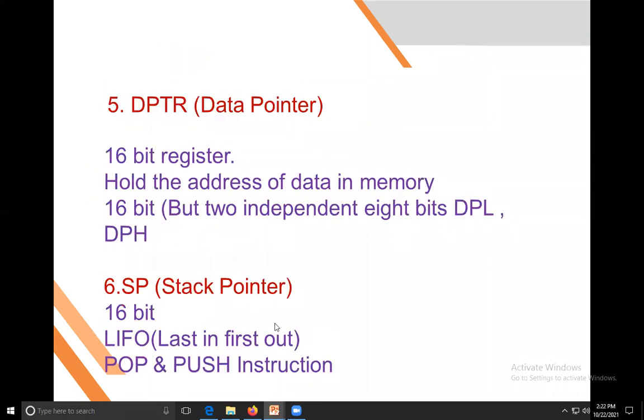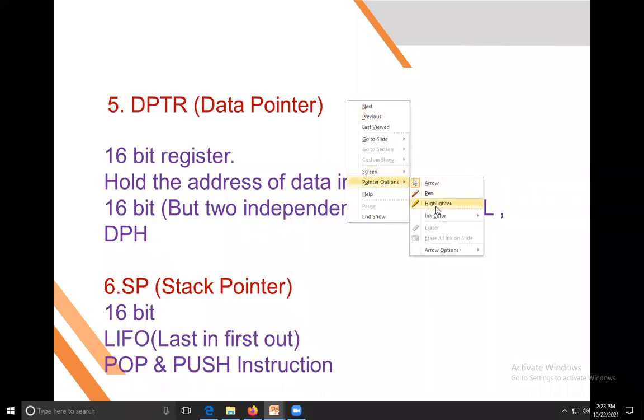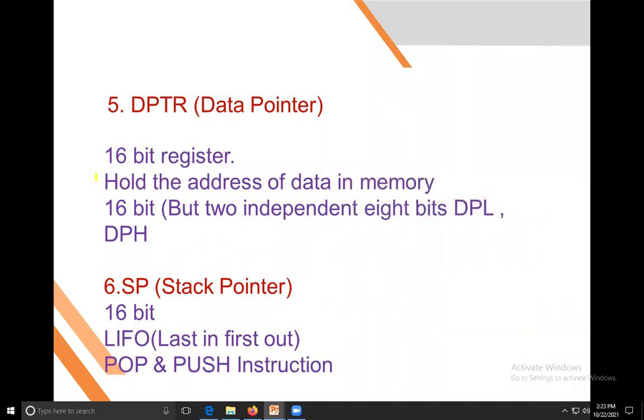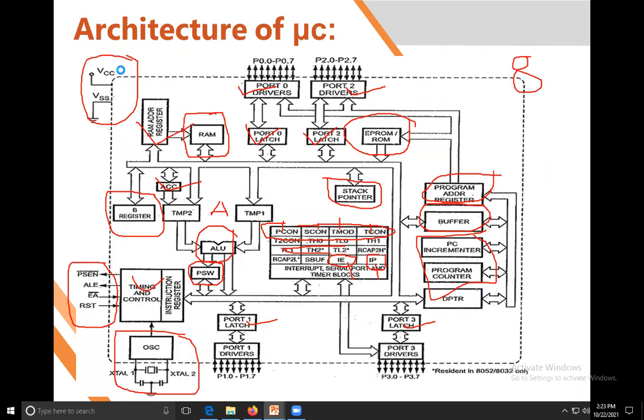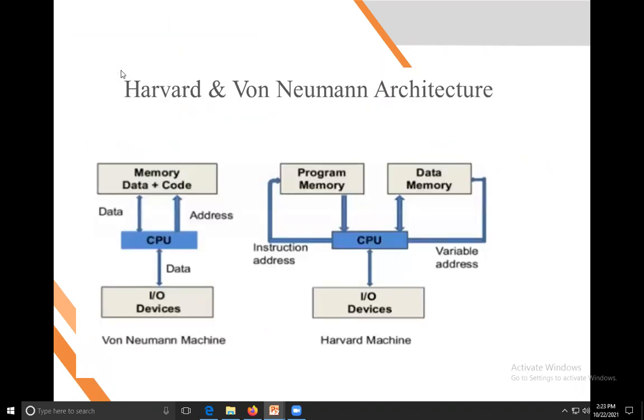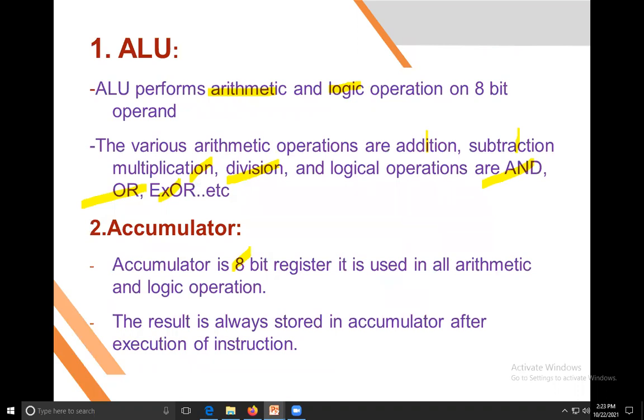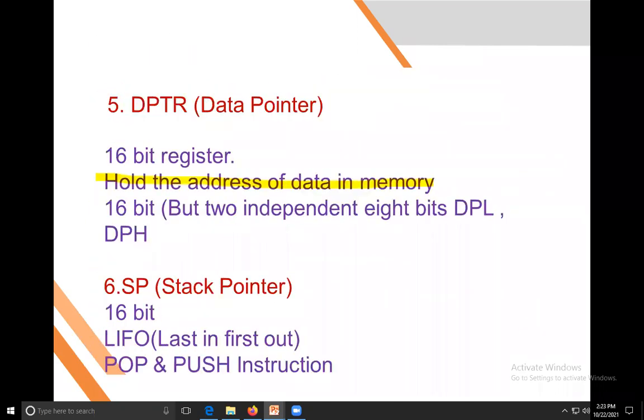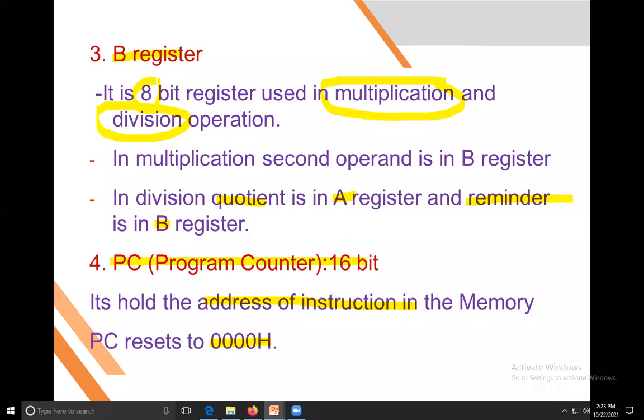This is another difference between 8085 and 8051. The DPTR is the data pointer. What is the use of the data pointer? The data pointer holds the address of data memory. So see the data memory, and the difference between 8085 and 8051.